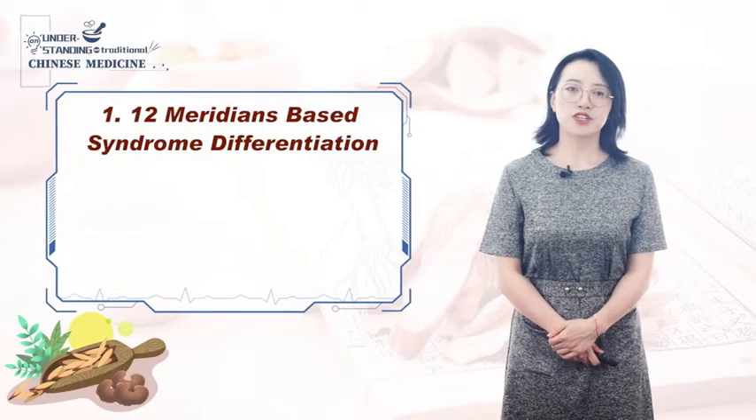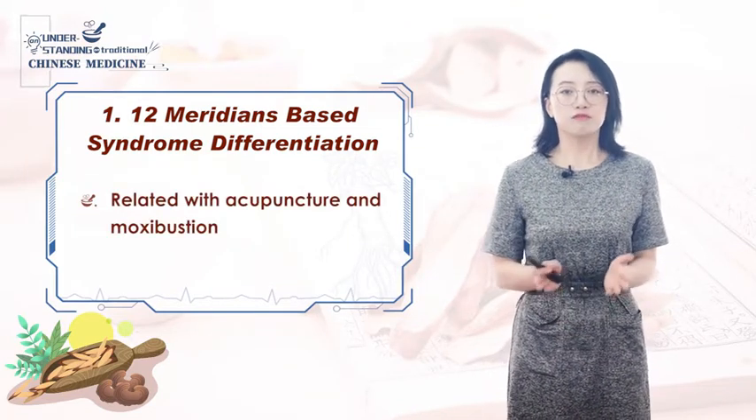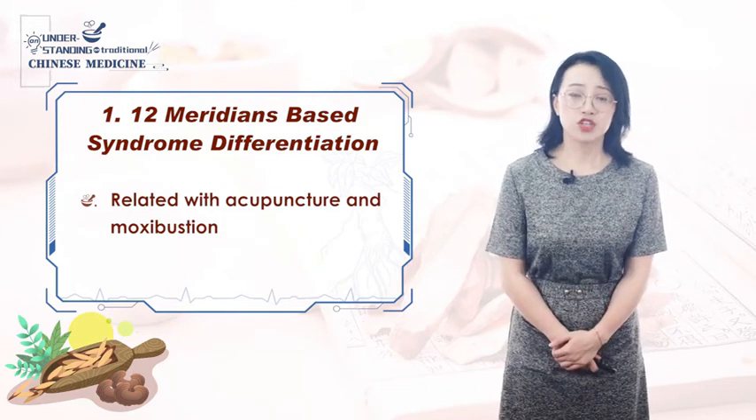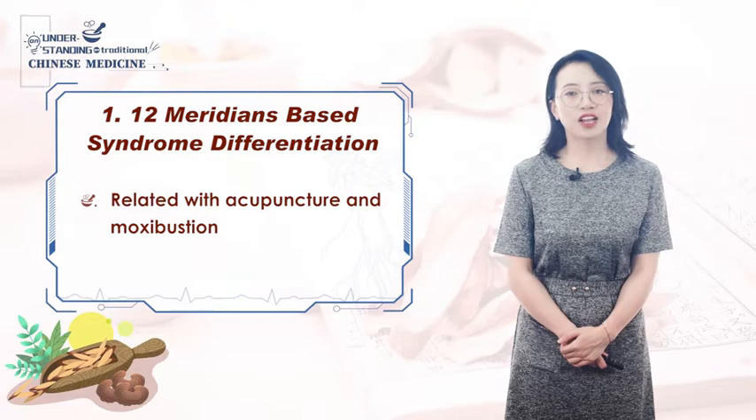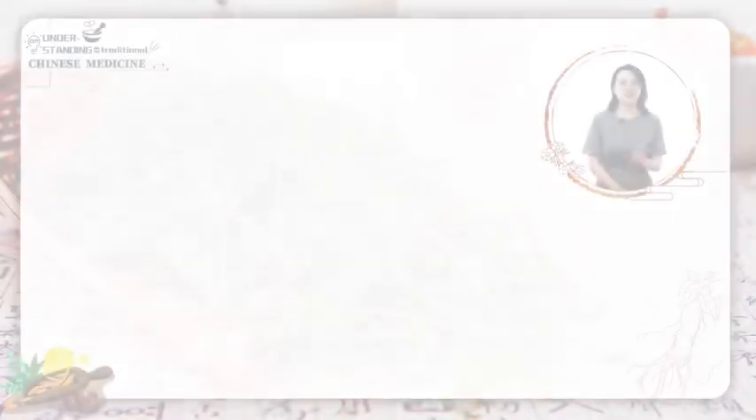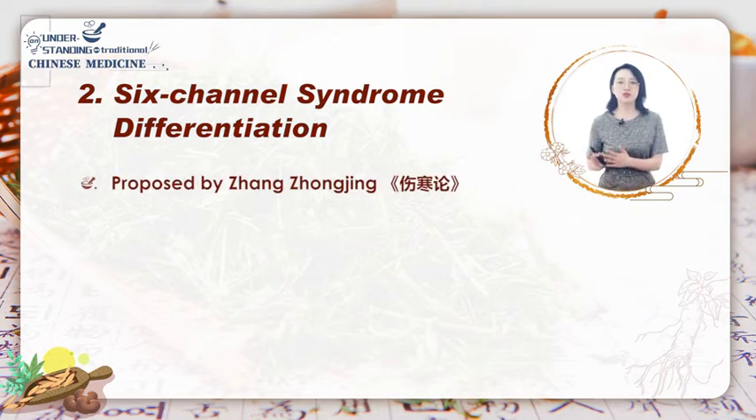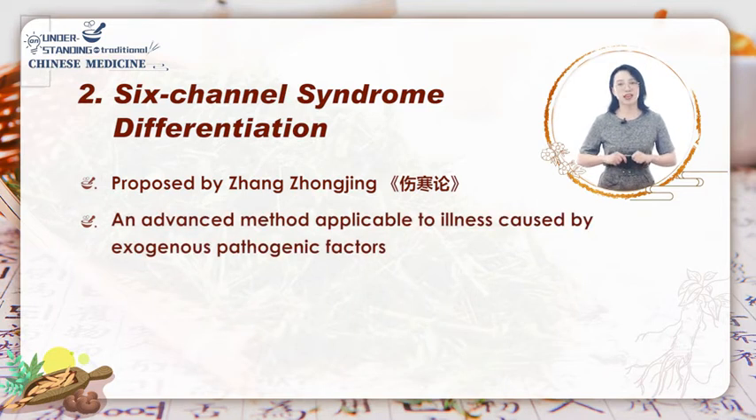Besides those syndrome differentiation methods, there are also some more useful differentiation methods, like twelve meridian based syndrome differentiation, which is closely related to acupuncture and moxibustion, and is widely used in this aspect. The second is six-channel syndrome differentiation. It is the special differentiating method proposed by Zhang Zhongjing in his book Shanghan Lun. This is an advanced method applicable to illness caused by exogenous pathogenic factors and cannot be explained in detail here. Maybe in the future we can explain this.